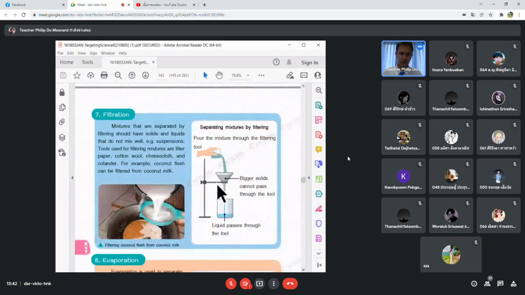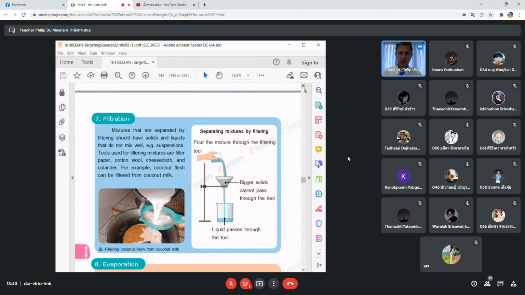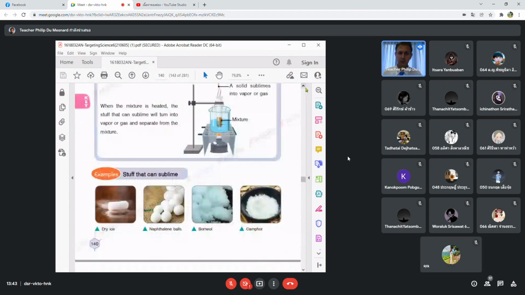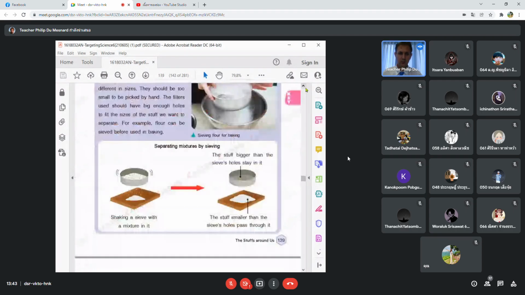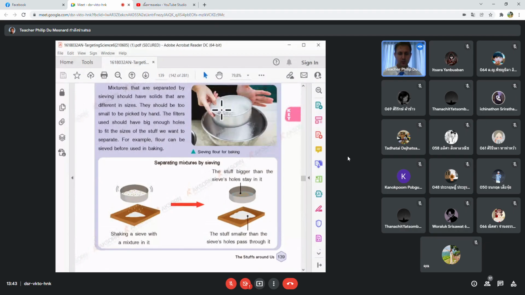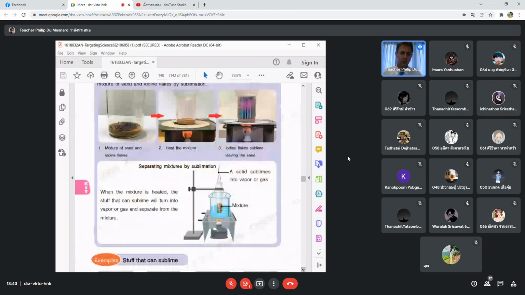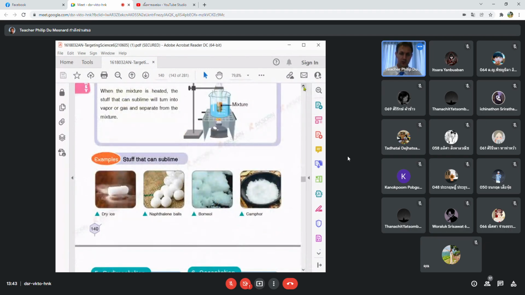There's filtration. You see, this has the special paper inside. It's going to work better. If you use the sieve, you can do it if you have a very, very fine sieve with very, very small holes. You can do it. But I think the filtering is better. Okay, so then we have this page, 140.